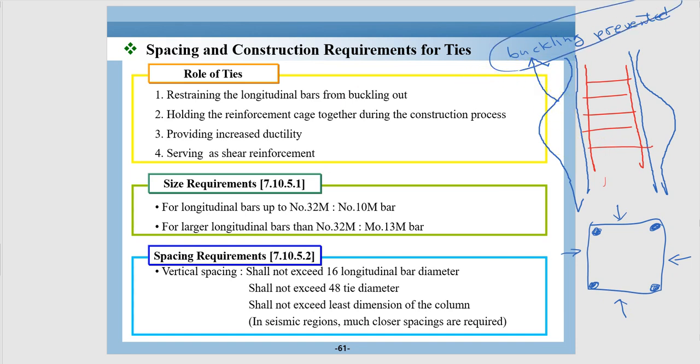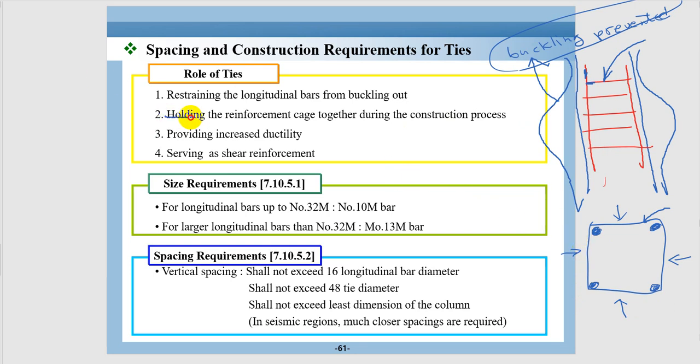Okay, so the second role is probably holding the reinforcement cage together during the construction process, so that we can install or construct the vertical bars and hoops together, placed in correct positions, so we can make the construction very easy and fast. All these vertical bars and hoops are tied together and installed before we pour the concrete.